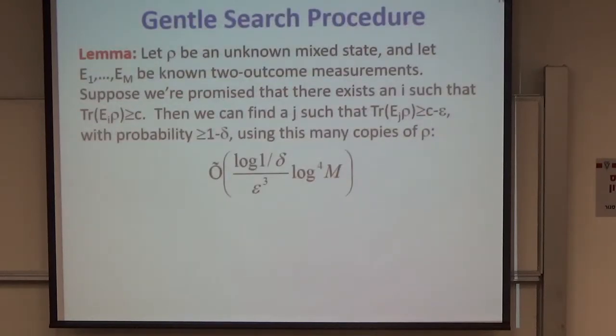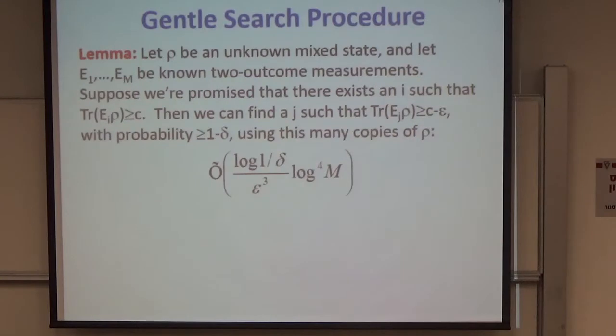And so then I sort of bootstrapped their result to get a procedure that not only tells you whether there is a measurement in the list that accepts your state with high probability, but if there is one, then it actually finds such a measurement. I used a very, very common trick for taking a decision procedure and turning it into a search procedure, which is binary search.